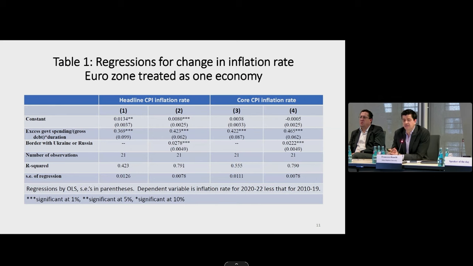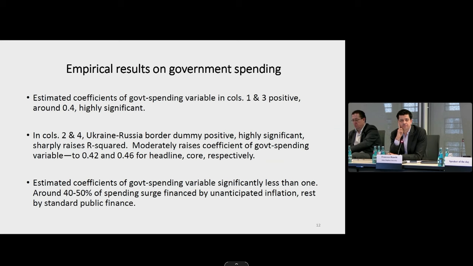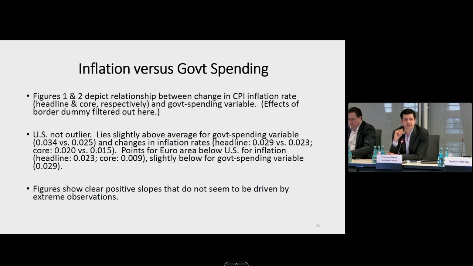So that means that a fairly large fraction of this cross-sectional variation can be explained by the combination between the fiscal stimulus and the Ukraine-Russia conflict. As you can see, the coefficient on our composite government spending variable doesn't change significantly with and without the border, especially if you focus on core inflation. What it does, it really is able to explain why a couple of countries that are on the border with Russia or Ukraine experience significantly more inflation than what can be justified just by looking at their spending. So this is essentially what I just said.